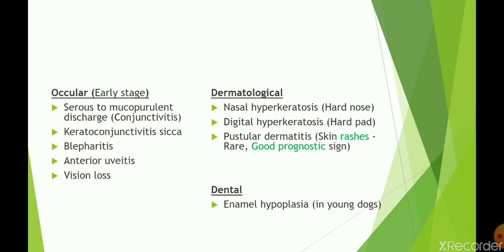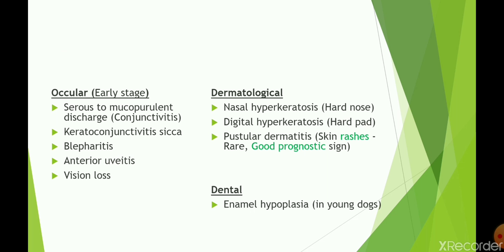Also, at the early stages, you can get ocular signs just after the respiratory signs. Due to conjunctivitis, there will be a discharge from the eye. It can be serous, that is watery, or even mucopurulent, meaning sometimes it can be mixed with mucus and pus, especially in the later stages. There will be keratoconjunctivitis sicca, meaning inflammation of the cornea and conjunctiva, in addition to sicca, meaning there will be dryness.